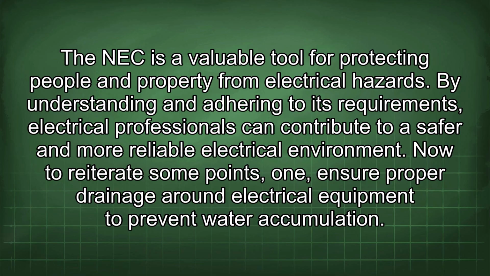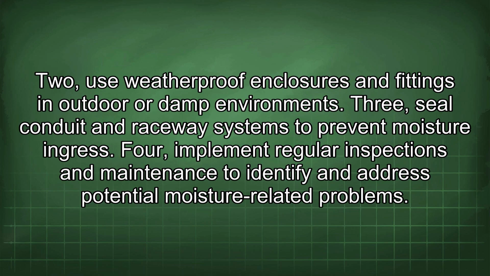Now to reiterate some points. 1. Ensure proper drainage around electrical equipment to prevent water accumulation. 2. Use weatherproof enclosures and fittings in outdoor or damp environments. 3. Seal conduit and raceway systems to prevent moisture ingress. 4. Implement regular inspections and maintenance to identify and address potential moisture-related problems.